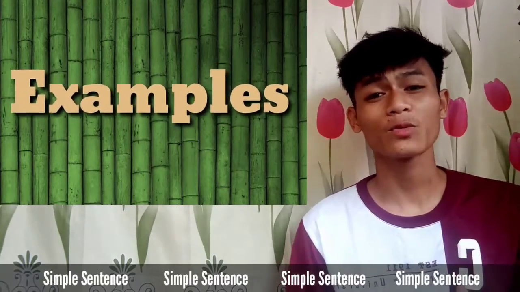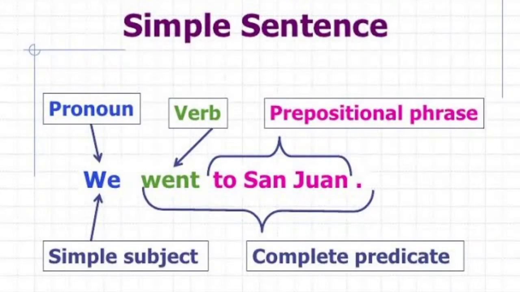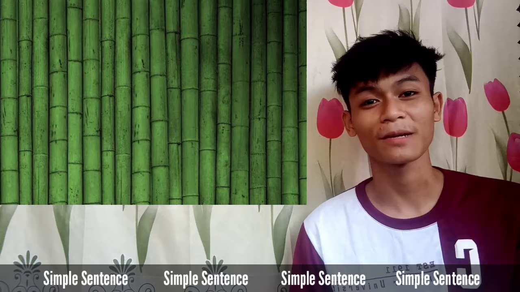First we have, we went to San Juan. We here is a pronoun and it plays as our subject of the sentence. Went is our verb, and to San Juan is our prepositional phrase. Went to San Juan is our complete predicate. This sentence is composed of a subject and a complete predicate, and it has only one independent clause. Thus, the sentence is a simple sentence.